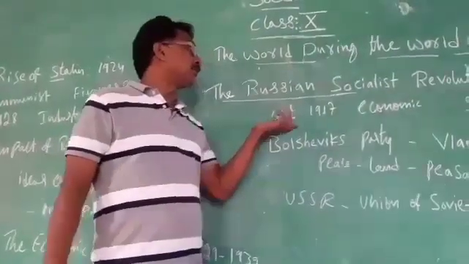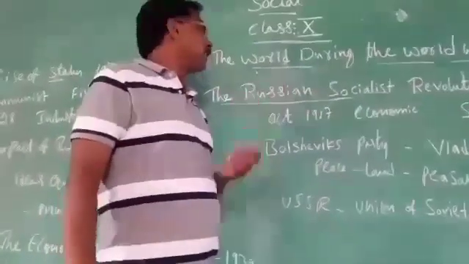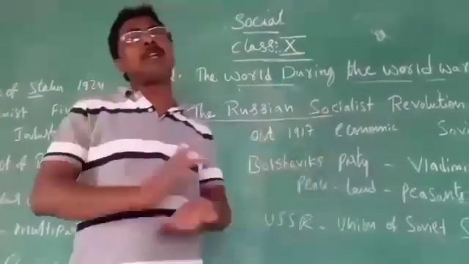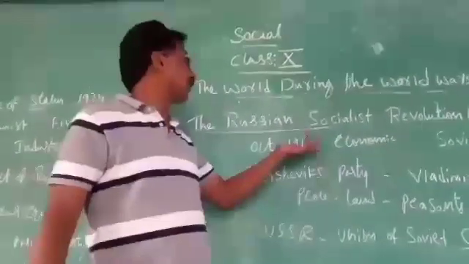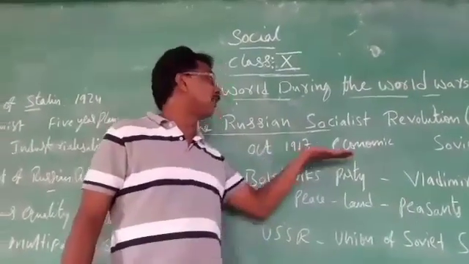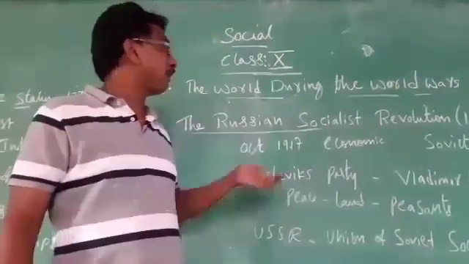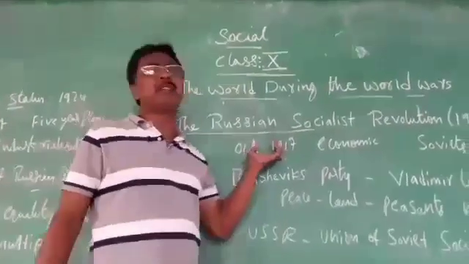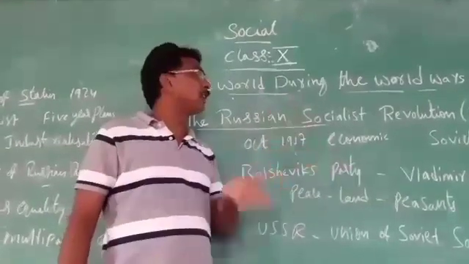In October 1917, the provisional government was also not being maintained properly. There were economic problems and an economic crisis. Here you see, in October 1917, a revolution happened again, a big revolution.